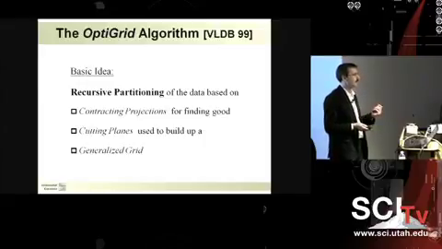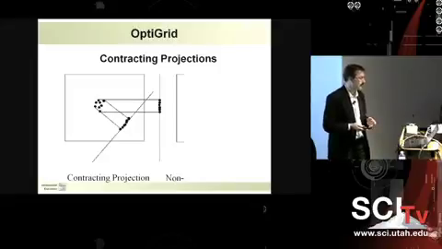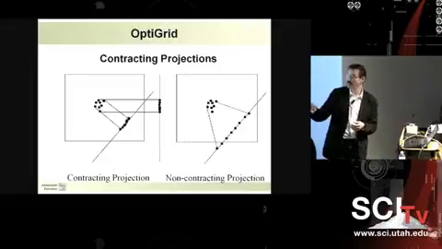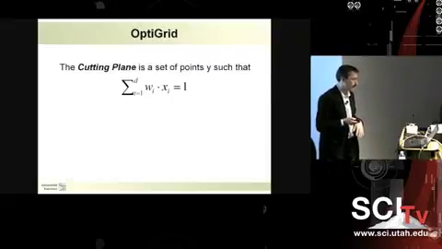Grid, and the same is working as before. So what is the idea here? Contracting projections are ones that are not of the left type and not of the right type. If you are doing the right type, it wouldn't work, and you can prove that. You have to have this property.